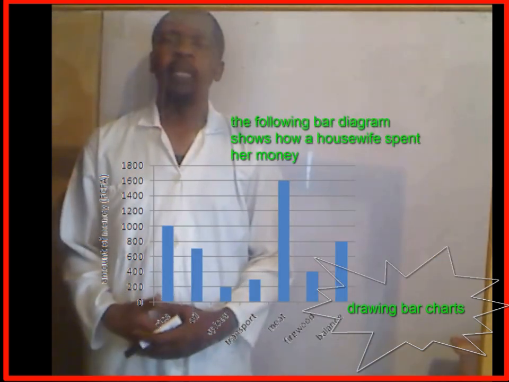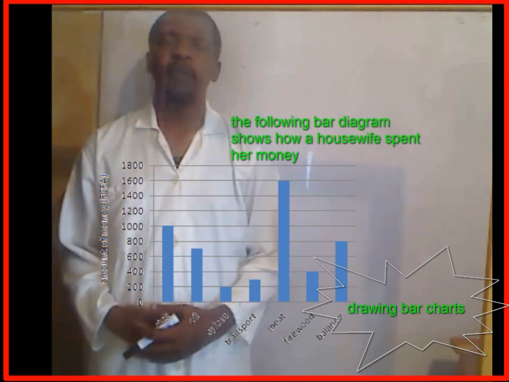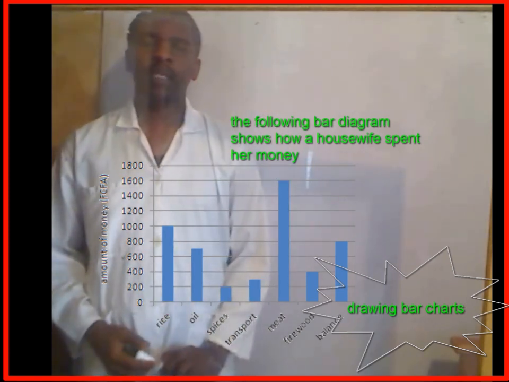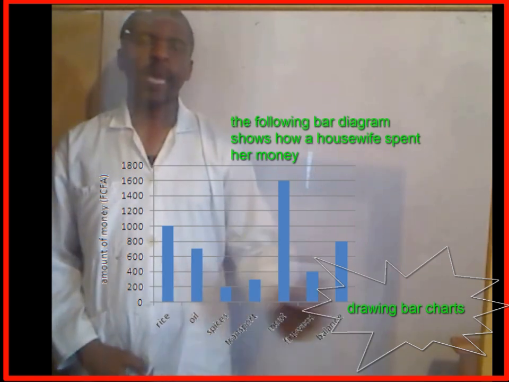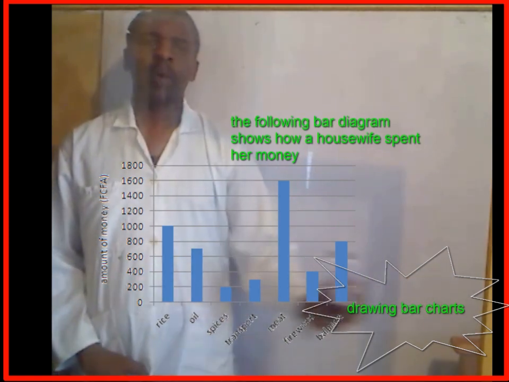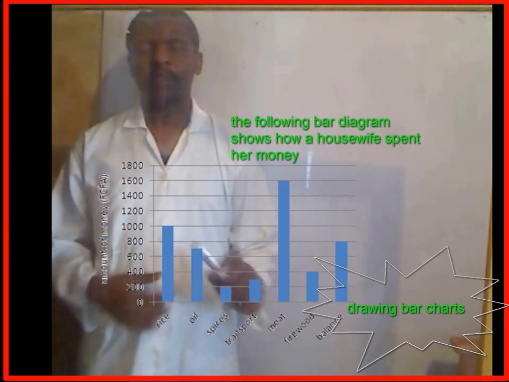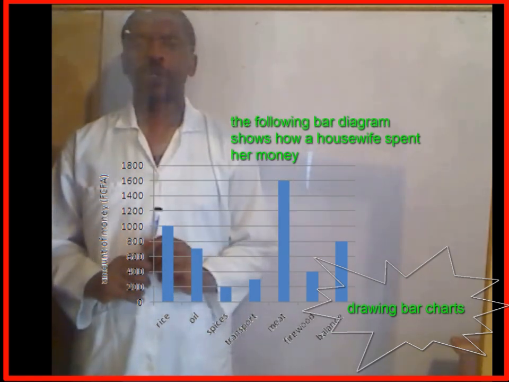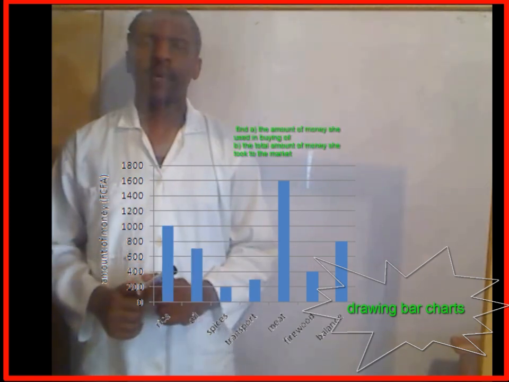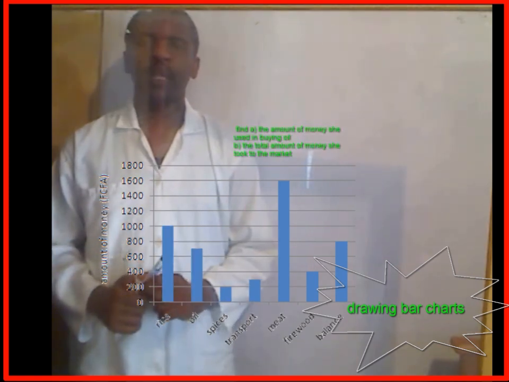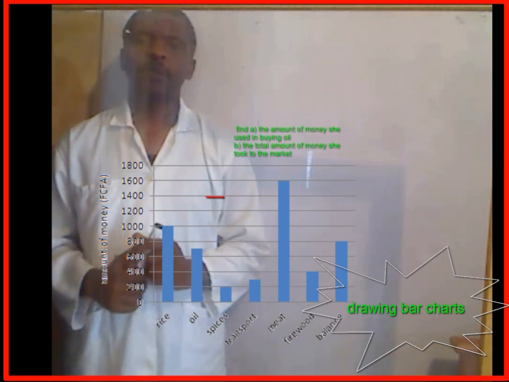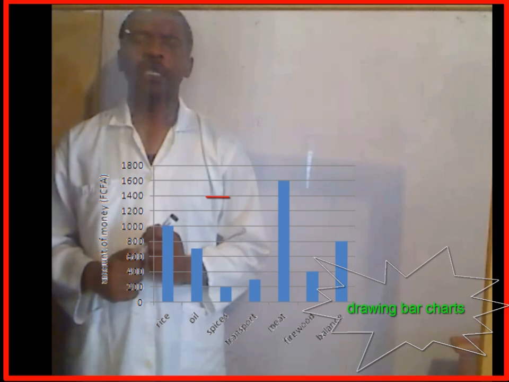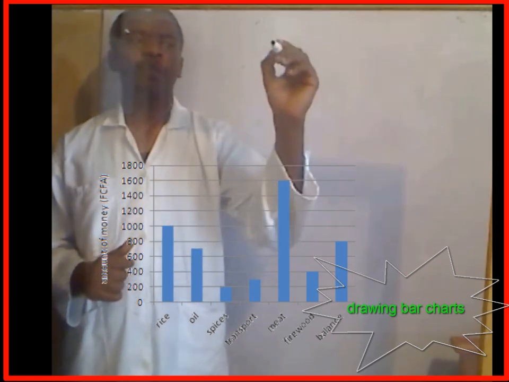The following bar diagram shows how a housewife spends her money. So you can see from the graph there that we have the different types of items that are bought on the horizontal and the amount of money spent given on the vertical. So now question, find the amount of money she used in buying oil. So we can just read out this value from our bar diagram, and we'll see here that it is 700 francs.